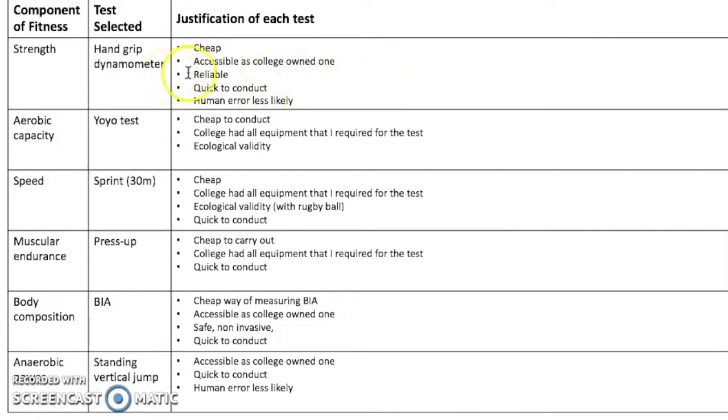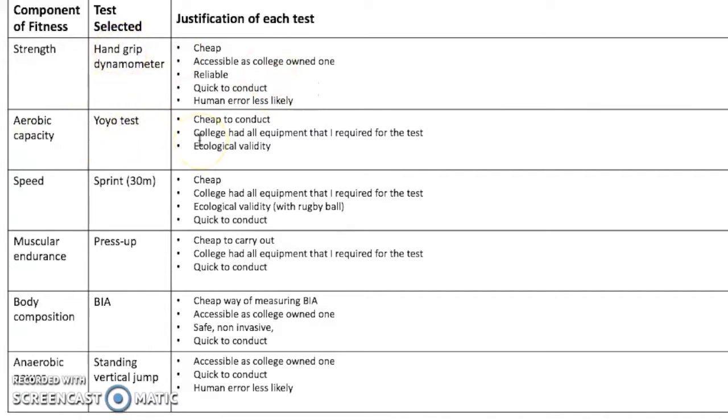Also, because the device shows the score directly on screen, it means that there's no room for human error when gaining the score, and so it makes the dynamometer a more reliable test, as differences in what people think and estimate won't affect the score. So that's kind of why I chose the dynamometer.